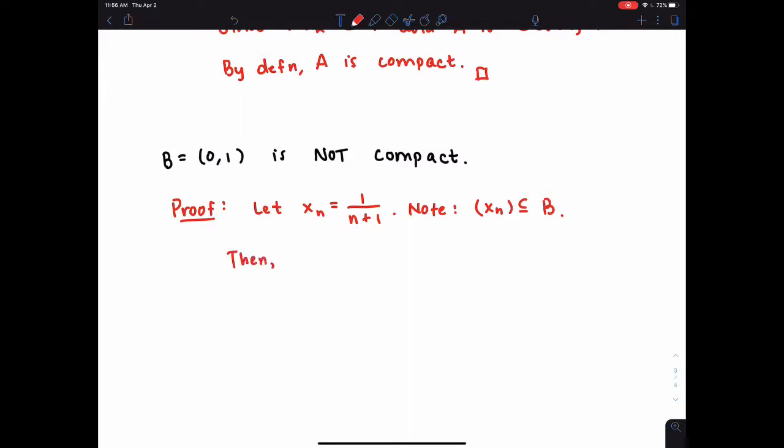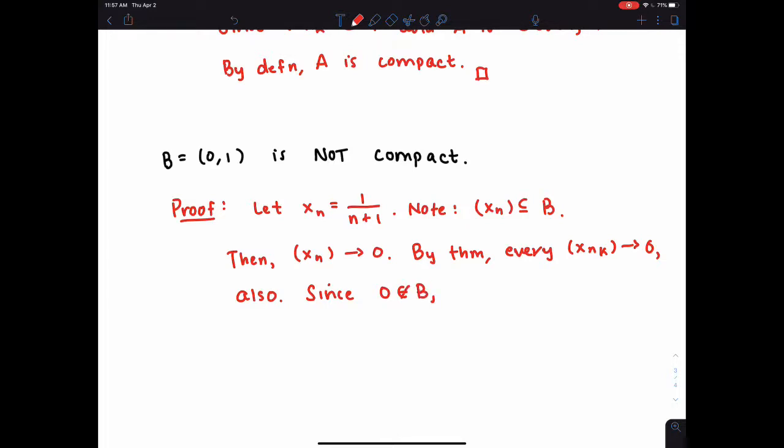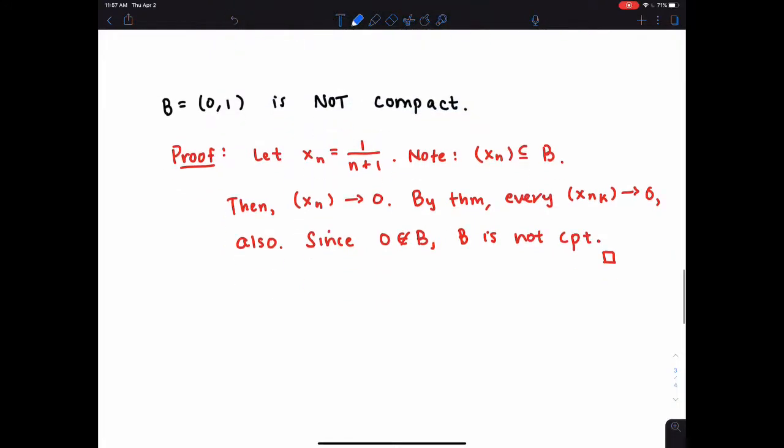So then we can say that x_n has to converge to 0, and by theorem, every x_{n_k} converges to 0 also, since when you have a convergent sequence, all of its subsequences have to go to the same spot. Since 0 is not an element of B, B is not compact, because we have found a sequence that will not have a subsequence that converges to a limit that stays in our set.